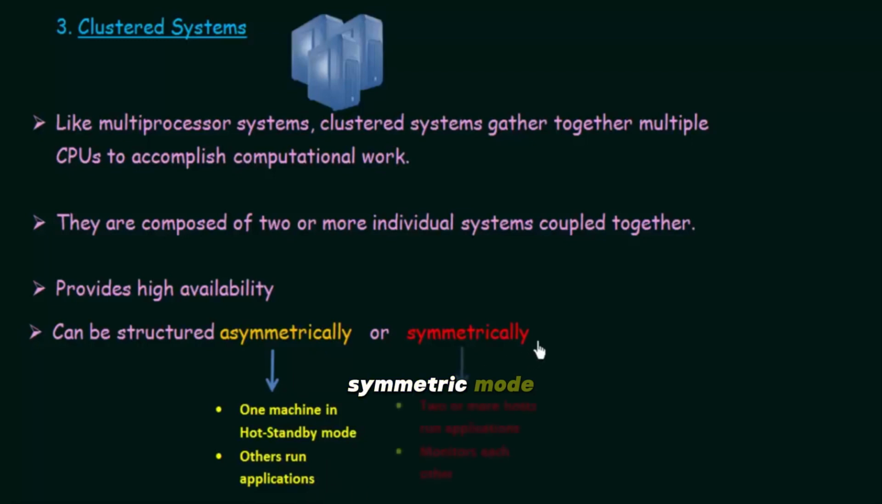And then in symmetric mode, two or more hosts run applications and they monitor each other. So unlike the asymmetric one, where one is monitoring, here all the hosts that are there are running the application. So they are involved in certain tasks. And instead of one system monitoring everyone, here all the systems monitor each other. So if you think which is better, asymmetric or symmetric, obviously it is the symmetric one. That is because here all the resources can be shared and used efficiently as compared to the asymmetric structuring. So that was about the clustered systems.